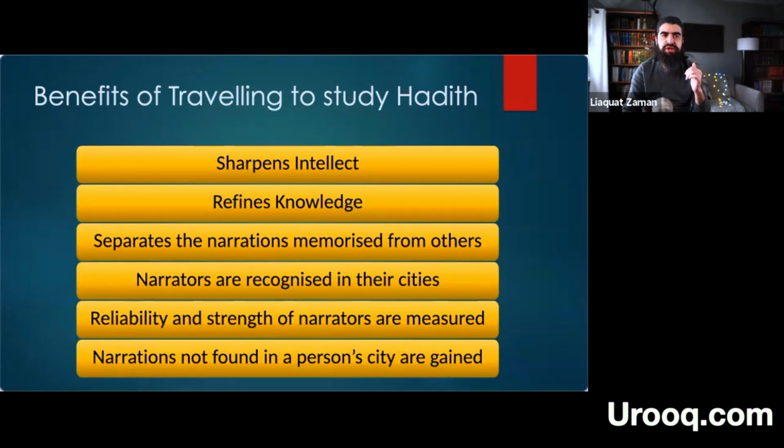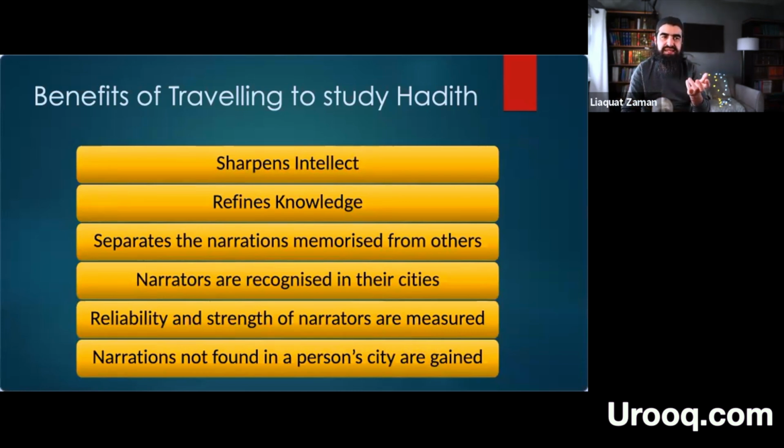Traveling also separates narrations memorized from others. So, for example, you guys can study at university. Everything you study at university, you probably can get at home as well, right? But the problem is that when you travel, you're going to be focusing on learning the information rather than being at home where there are too many distractions. So narrations were more memorized, and people valued the knowledge more because they were giving up so much just to go and study that knowledge.